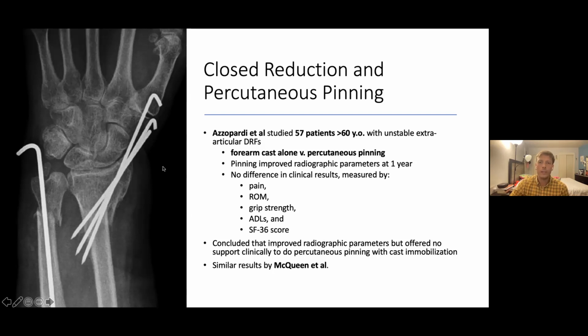A party studied 57 patients that were older than 60 years old with unstable extra-articular fractures. What they found was that forearm casting alone versus percutaneous pinning improved radiographic parameters, but as far as clinical results are concerned, it's all the same. And this is going to be a common thread through much of this study: it improved radiographic results, but as far as the patients' reports of pain, range of motion, and grip strength, there was no difference found. So it concluded that it improved radiographic parameters but offered no clinical support. And then McQueen had similar results.